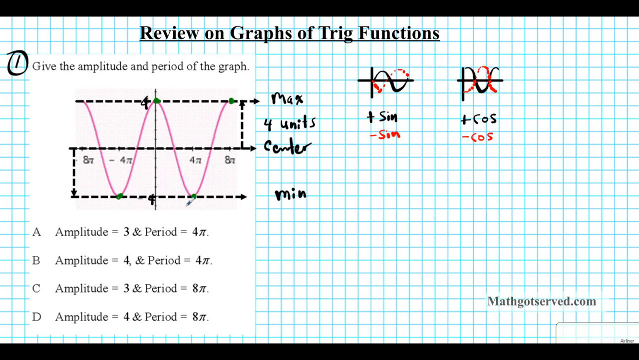Okay, so let's do from max to max. From max to max, we can clearly see that the length from this max to this max is... no, I'm sorry, it's 8 pi units. From here to here, it's 8 pi units. So the period is 8 pi. All right, so let's write this down. The amplitude we found before, from the center to the maximum, is 4 units. And the period from max to max, from 0 to 8 pi, is 8 pi units long. So we can clearly see that our answer is option letter D.